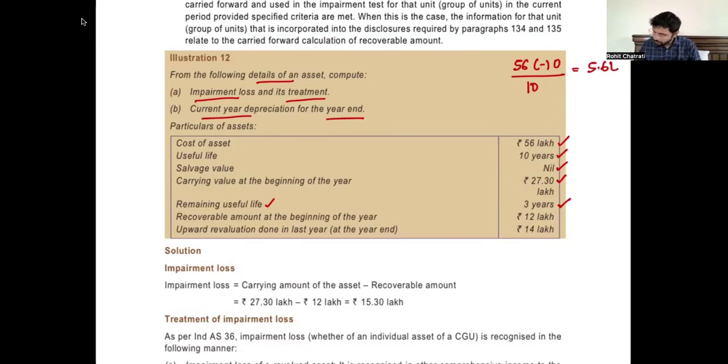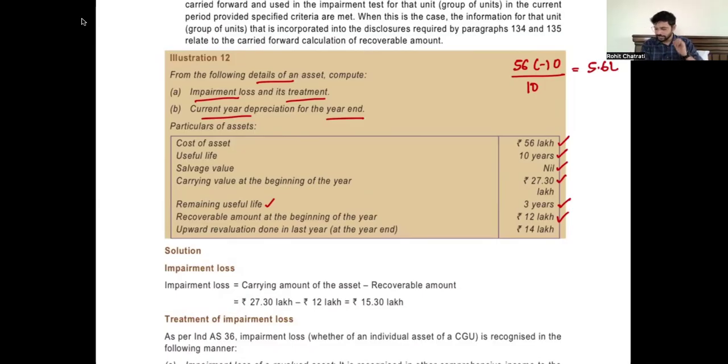Recoverable amount at the beginning of the year is 12 lakh rupees. How would they have calculated this recoverable amount? They would have calculated the value in use and the fair value less cost of disposal. The higher of the two is going to be the recoverable amount of rupees 12 lakhs.